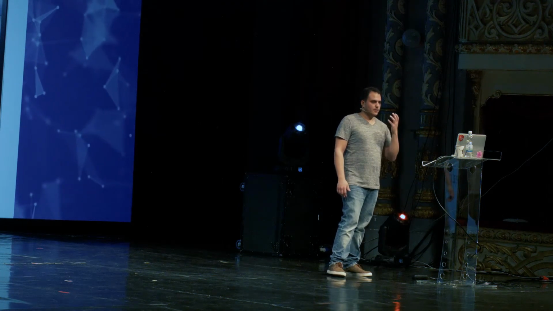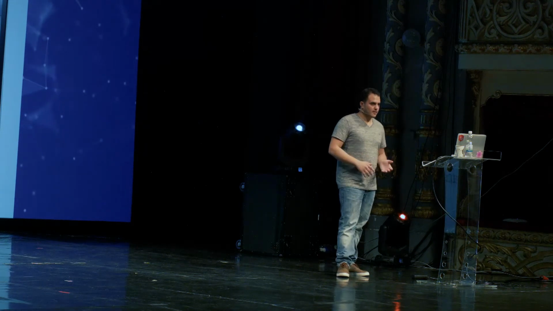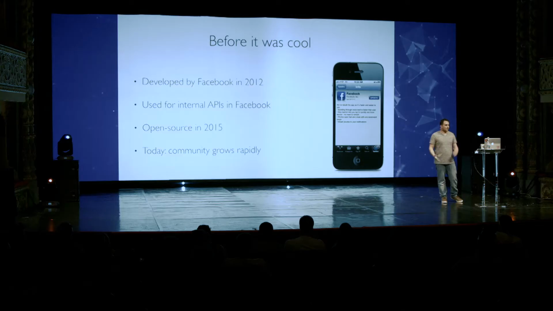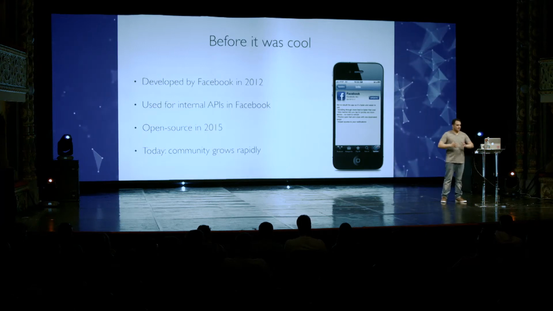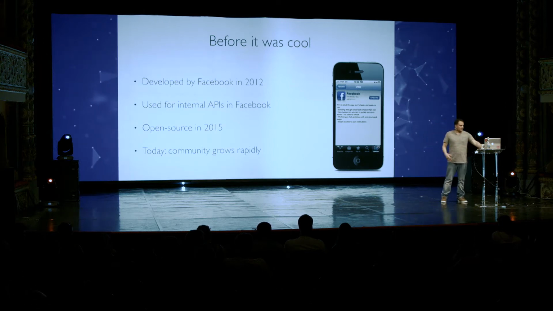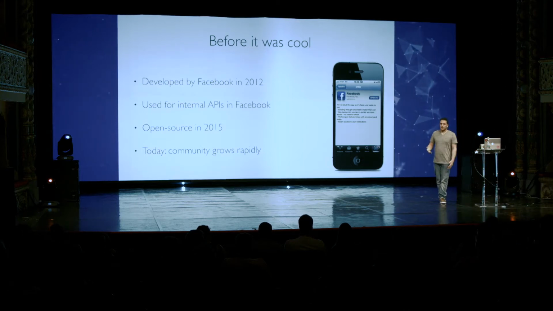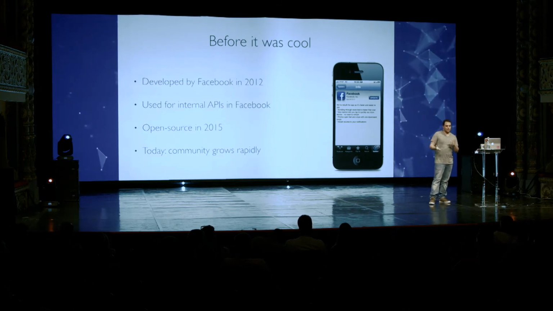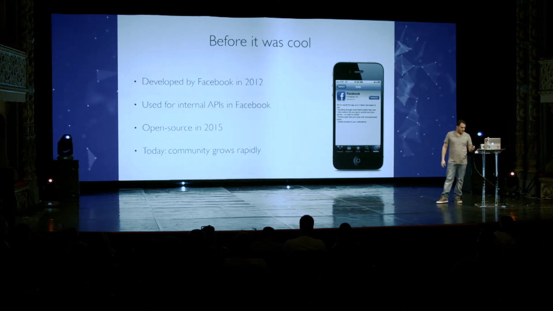So Facebook came up with GraphQL, and it was used mainly for internal APIs back in 2012, but they released it as open source in 2015, and ever since it has had a really growing community. There are thousands of developers that already use this technology. And it's important to say that GraphQL is not a new technology, because it has existed for a few years, and it's already in use by many companies in production.